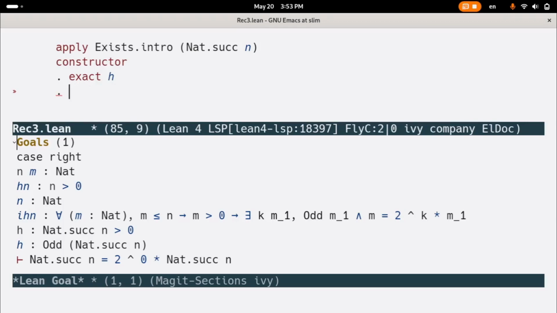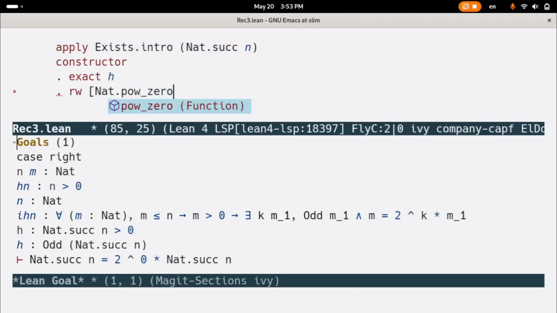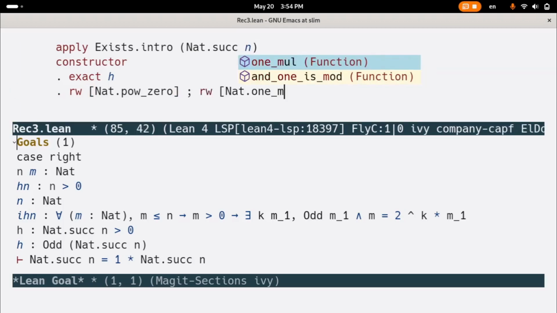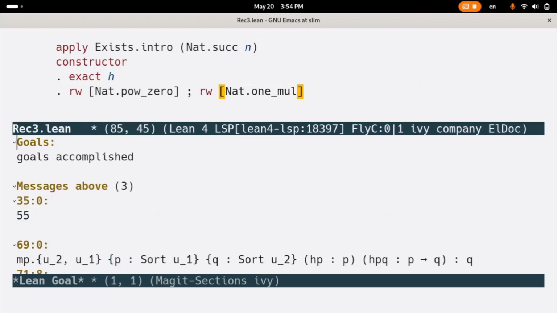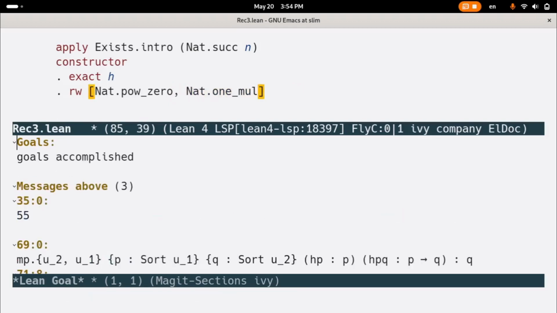So RFL does not work. We have to do a rewrite to convert 2 power 0 to 1. RFL still does not work. So let us rewrite 1 times n plus 1 into n plus 1. And that finishes the easy case. We can combine multiple rewrites into a single rewrite using multiple theorems like so.